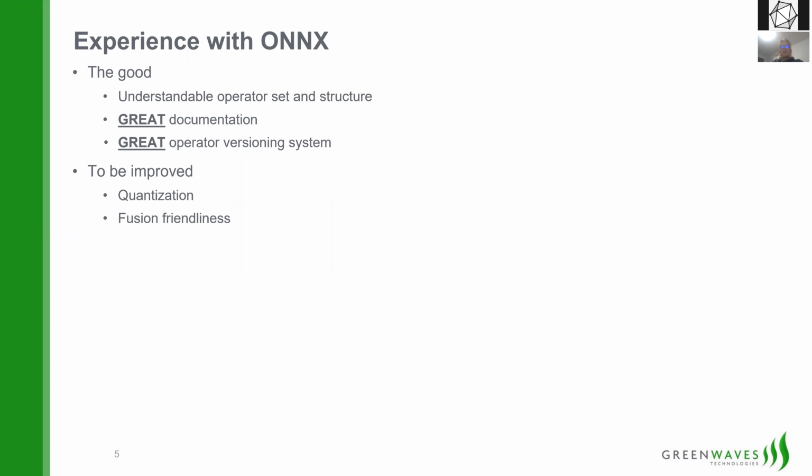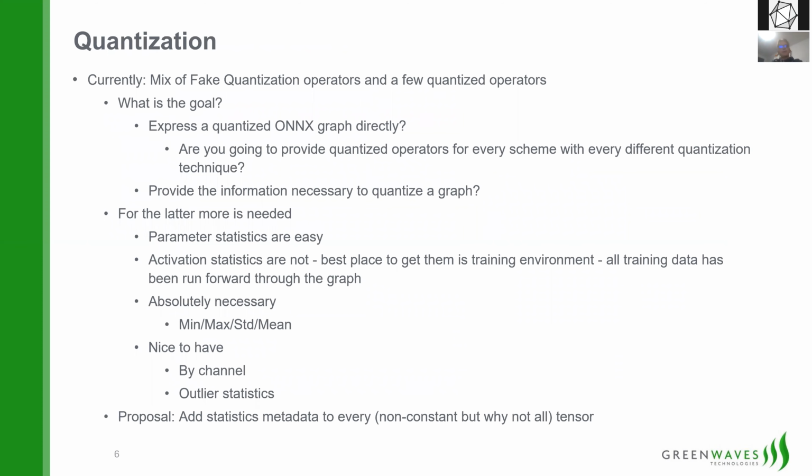There are two areas where I think there could be improvement. The first is quantization, and the second is something I called fusion friendliness. I'll come to that in a following slide, but let's deal with quantization first. At the moment, it seems like in ONNX, there's a mix of some fake quantization operators, some scaled quantization operators.